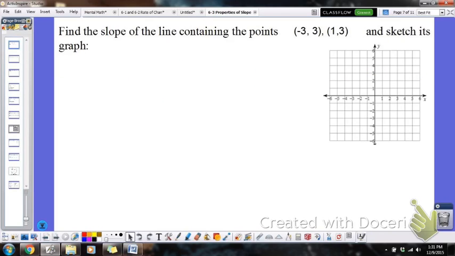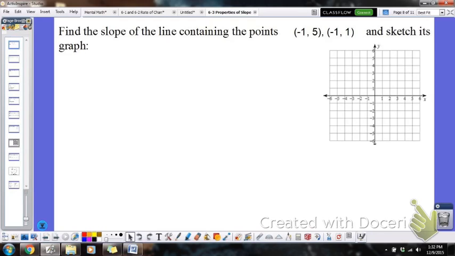Now let's do the same thing for this one. Again, we're going to find the slope, y2 minus y1 over x2 minus x1. I'm sorry, I doubled up on the slide. I need to skip a slide. I apologize. Your next slide will look like this.